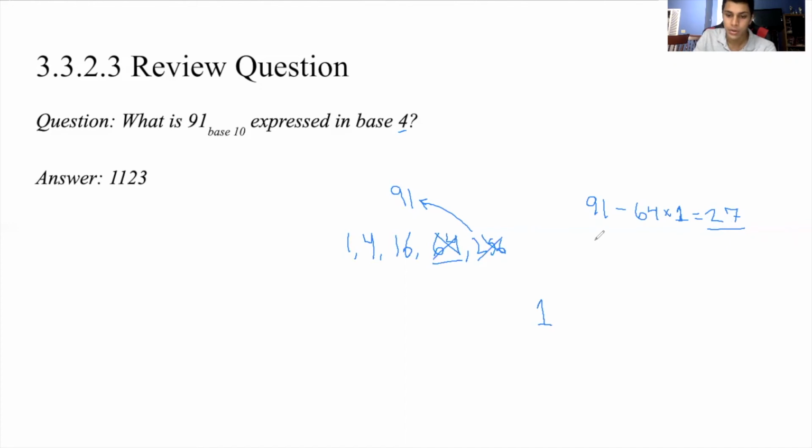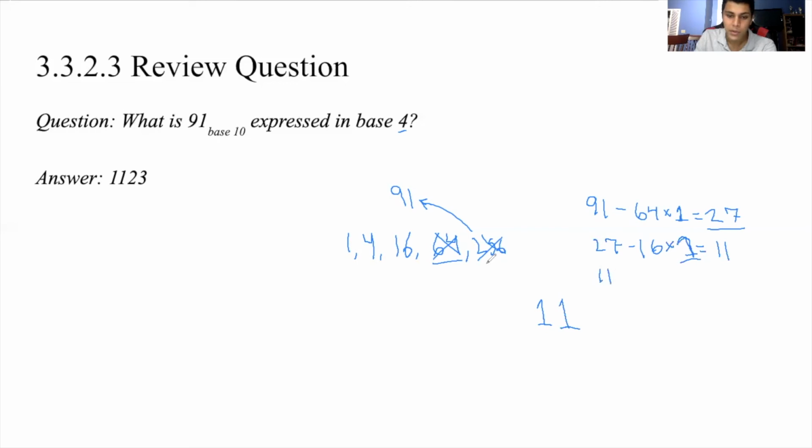It goes into it once, because if we subtract 16 once, or just 1 times 16, which is why I'm doing 16 times 1, from 27, then we're going to be left with 11. And since 11 is less than 16, we know 16 goes into 27 once. Now, since 16 goes into 27 once, in our 16th place we're going to put a 1 in our base 4 number. All right, so now we have 11 left.